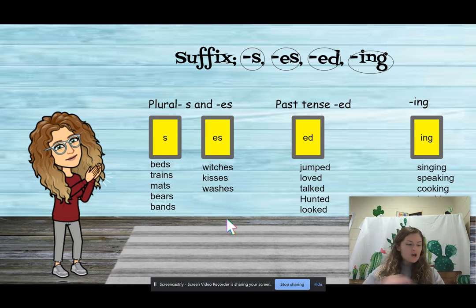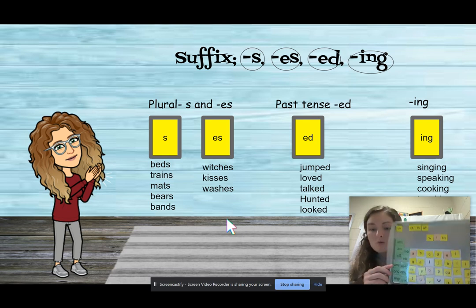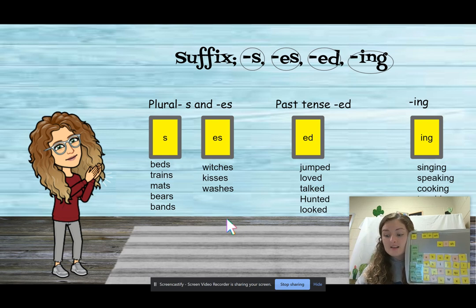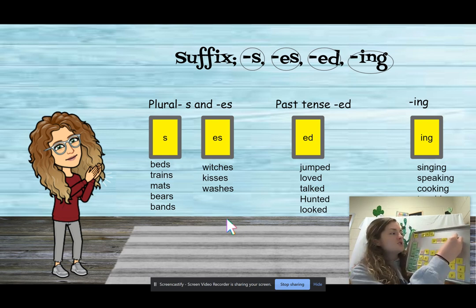Let's build another word that would have an ES at the end. I'm going to build the word wish. What's the word? Wish. W. I. Sh. Wish. Ooh, it has that digraph SH. W. I. Sh. Wish. Let's say I have more than one wish. It becomes wishes.